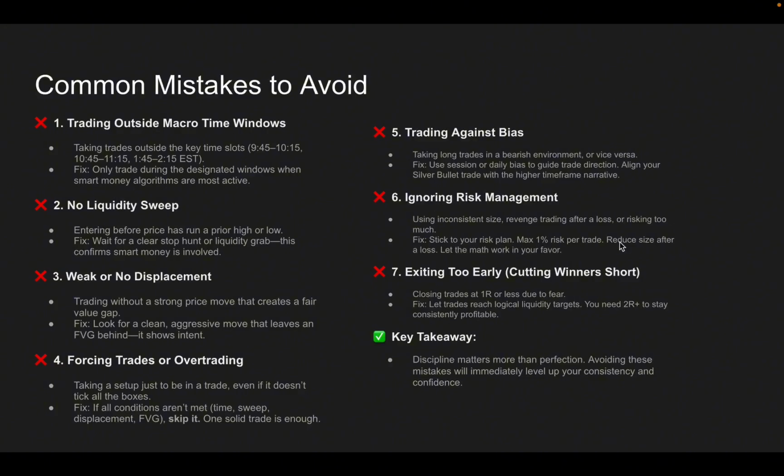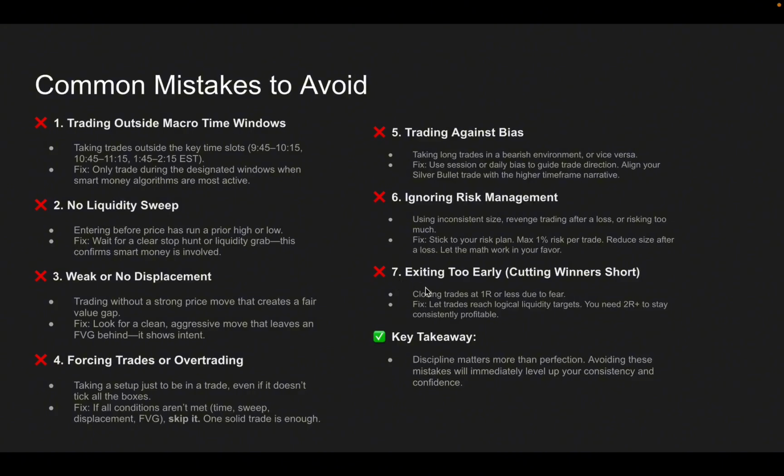So you want to be reducing your size after a loss, let the math work in your favour. Literally what it's just said there. So half the risk on another trade, half the risk, and then as you are on a win streak, you want to be increasing your size and then not going over that 1% mark or 0.5% mark if you're trading futures brokers or futures prop firms, sorry, pardon me.